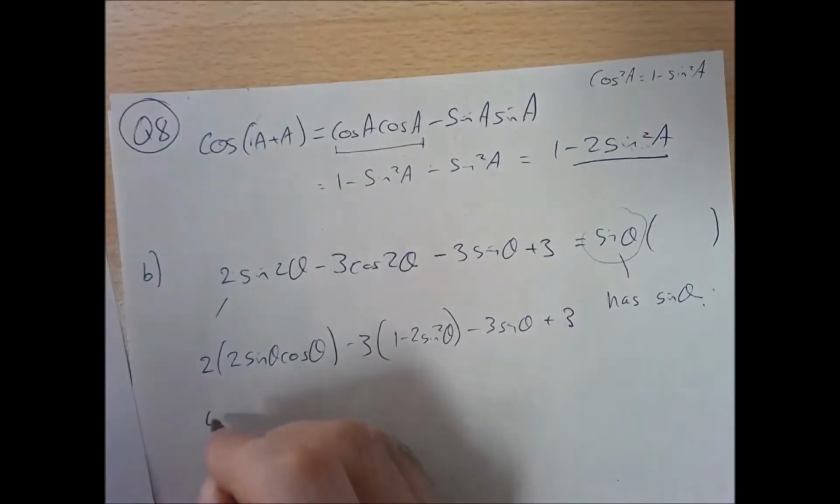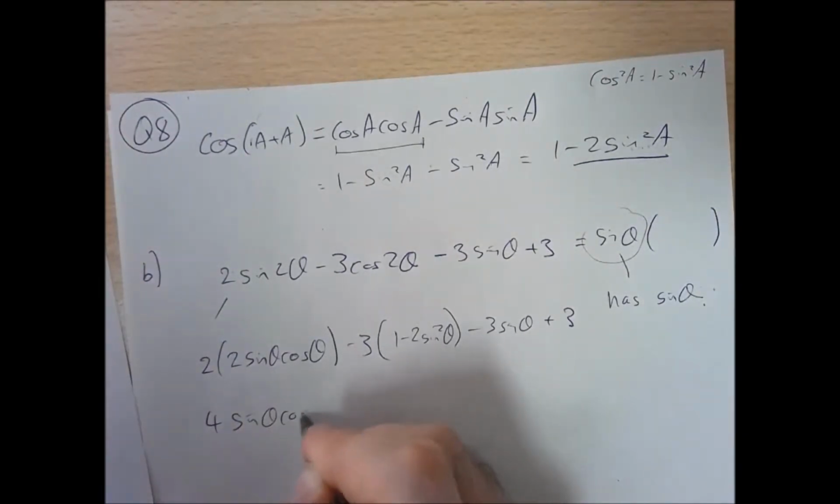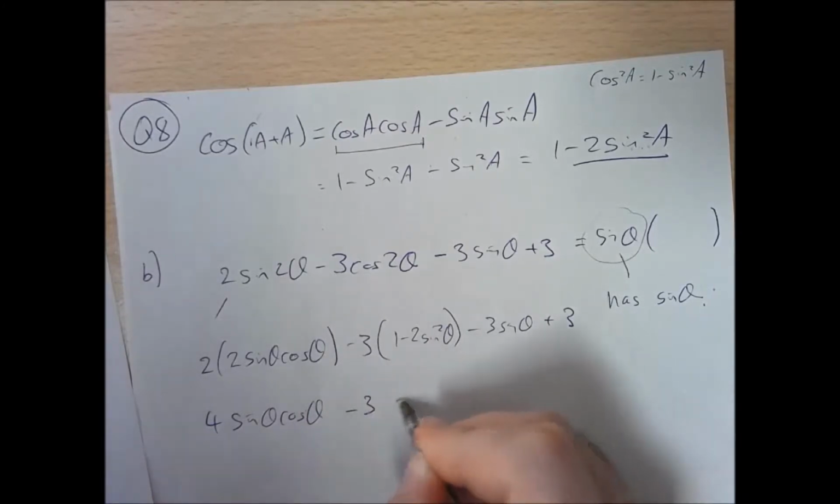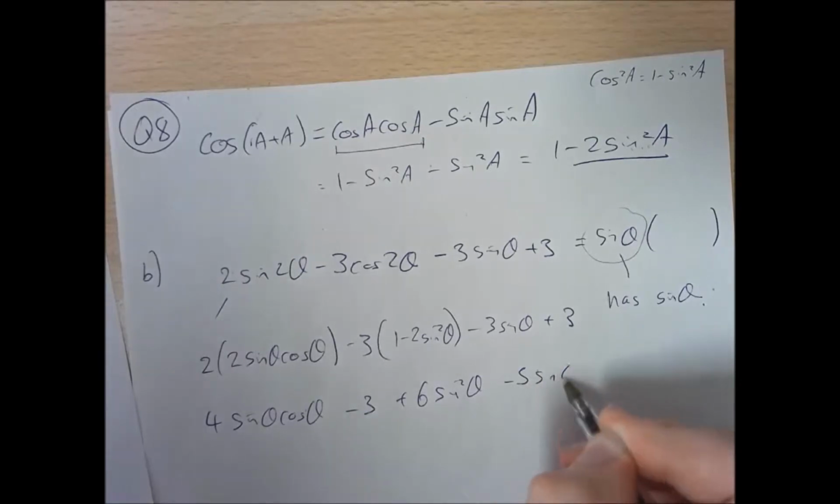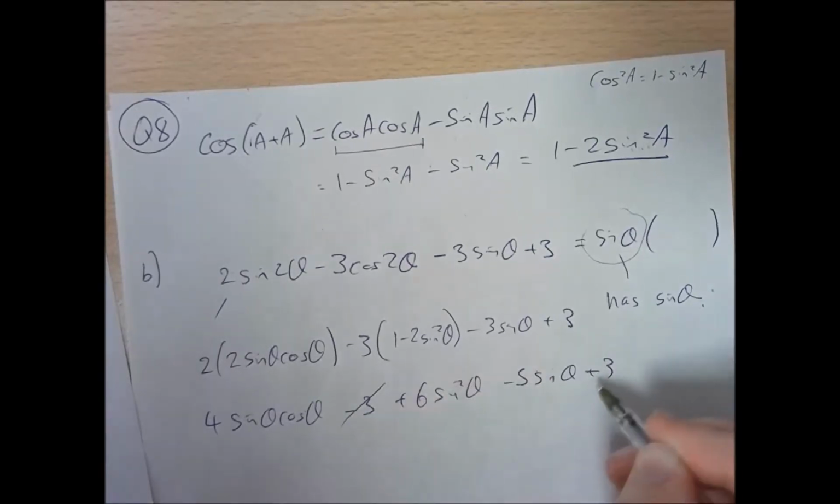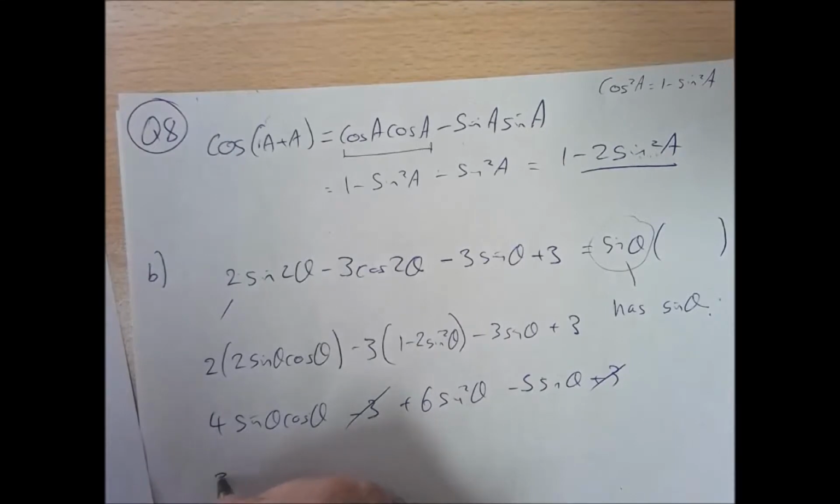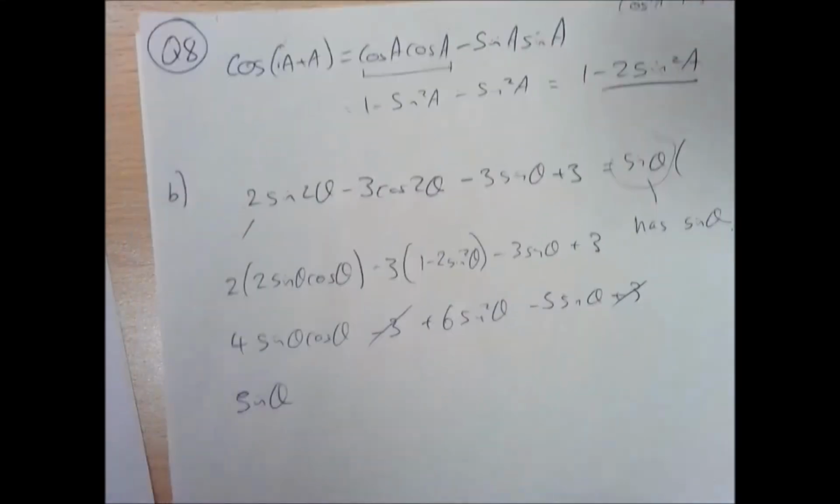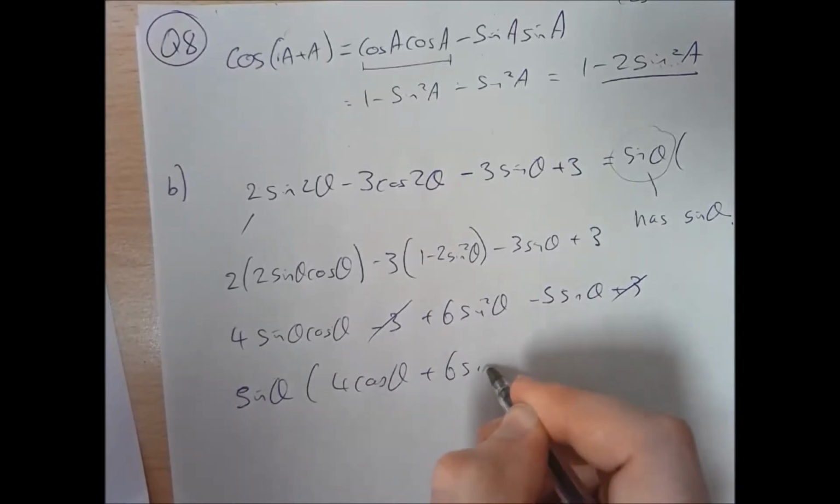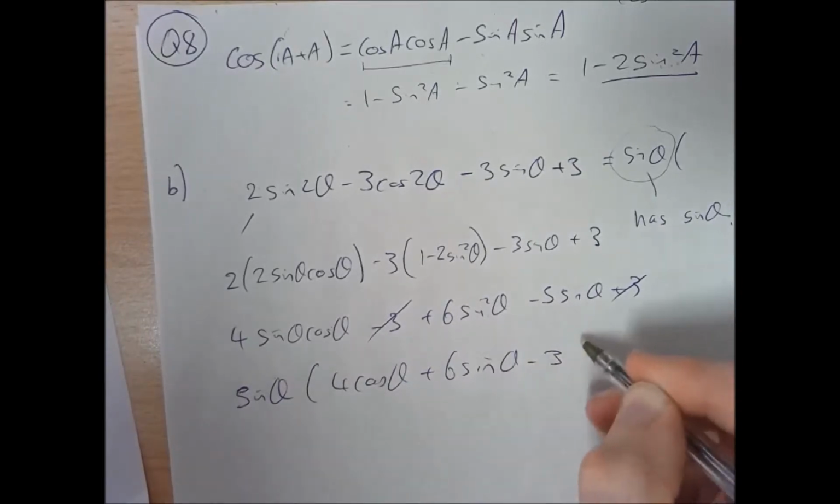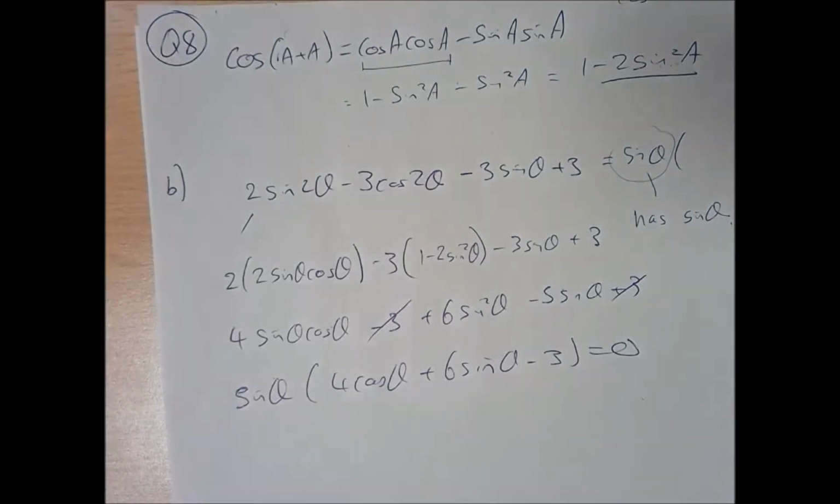So tidying this up, we get 4 sine theta cos theta minus 3 plus 6 sine squared theta minus 3 sine theta plus 3. The minus 3 and the plus 3 cancel, so we get sine theta brackets 4 cos theta plus 6 sine theta minus 3 equals 0, which is the result we were asked to prove in here. So we've got a sine theta, we've got 4 cos theta plus 6 sine theta minus 3, which we got there.